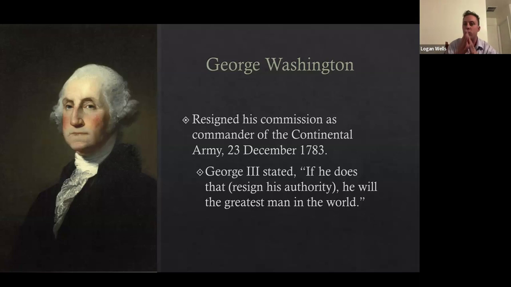So with George Washington, we talked a little bit about this last time already. On December 23rd of 1783, he resigns his commission as commander of the Continental Army, right? Incredibly significant decision in American history, breaking the wheel of revolutions, if you will.